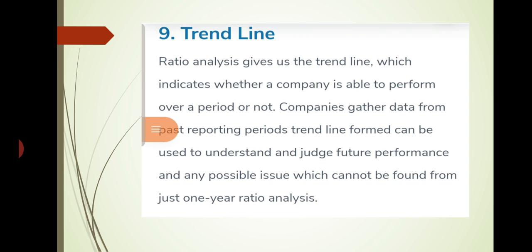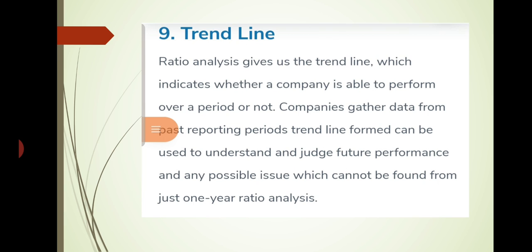Trend line means the identification of the performance from past to present. Ratio analysis gives us the trend line, which indicates whether the company is able to perform over the period or not. The company gathers data from past reporting periods. The trend line can be used to understand and judge future performance and any possible issue which cannot be found from just one year of ratio analysis.